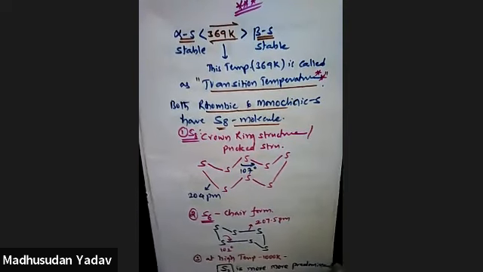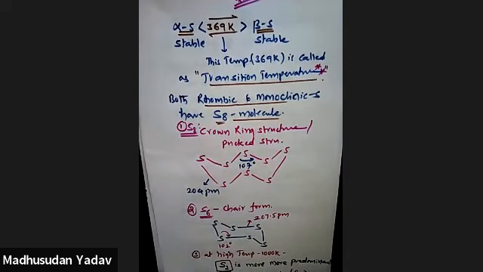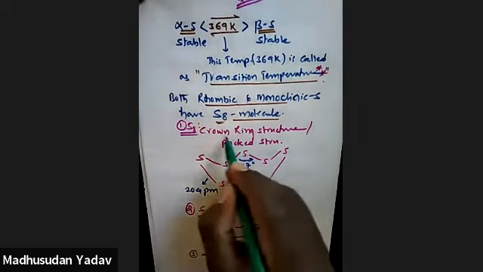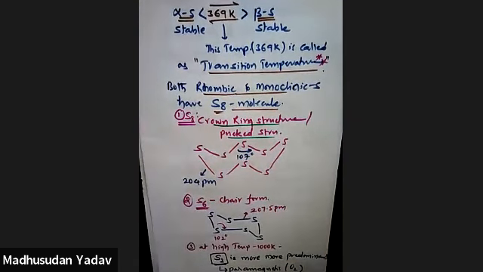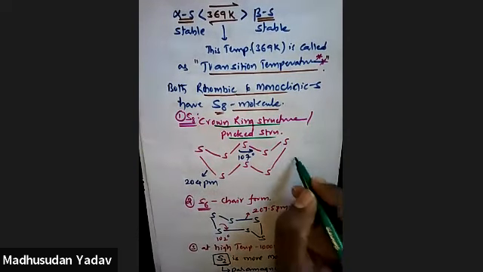Both rhombic and monoclinic, anything you can take, have an S8 molecule type of structure, and it exists as a crown ring structure, also called puckered structure. This is a crown-like structure. This is how it looks, right?